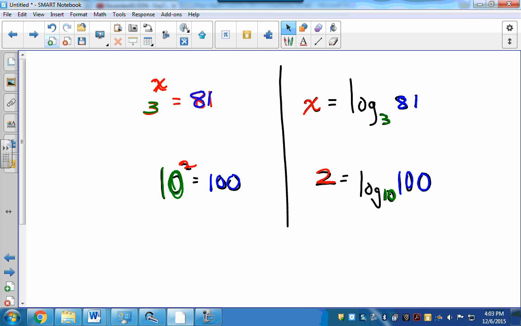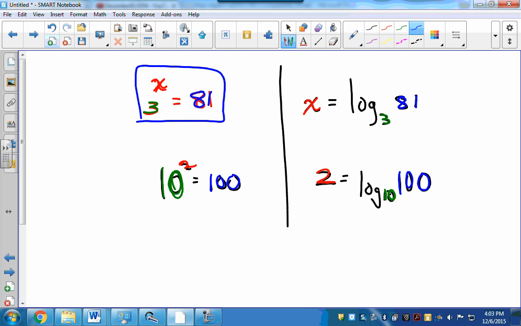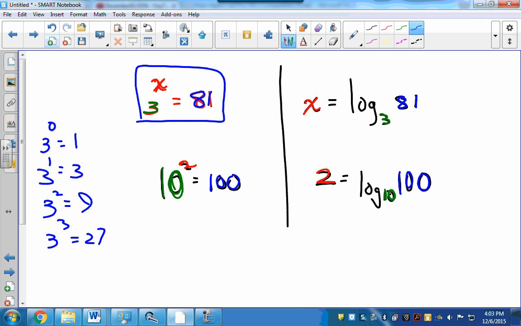But now, what number is x? So you look at this and you go, geez, I guess I'm supposed to know that. Well, 3 to the 0 is 1, how about 3 to the 1st? 3 to the 1st is equal to 3. 3 squared is 9. 3 cubed is 27. 3 to the 4th is 81. So x has got to be 4. Okay. So in this case, x is 4.